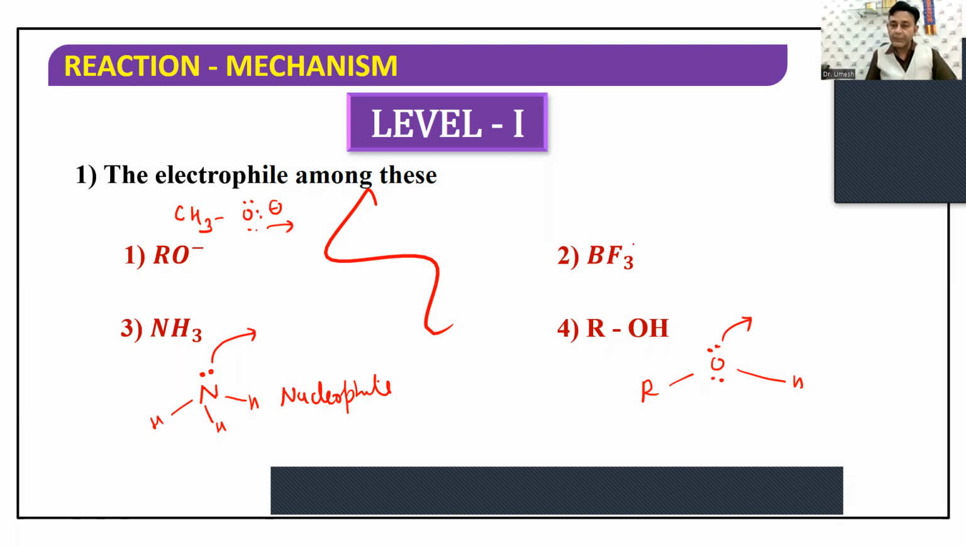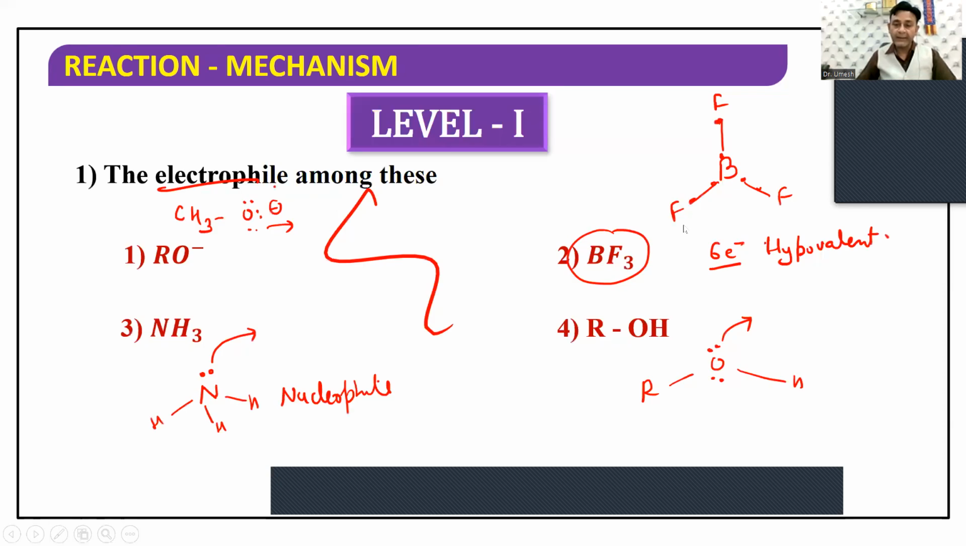But if I see the structure of boron trifluoride and draw its structure, you know how to draw the structure, you can see that this compound is a hypovalent compound. The central element has 6 electrons in the outermost shell. It means this is an electron deficient compound and that will be attracted towards the electron cloud, an electrophile. So this is the correct answer, that is BF3. So we can click that, this is the correct answer.